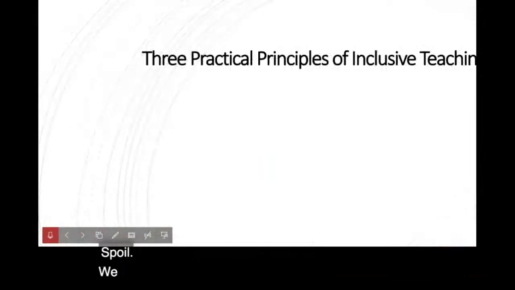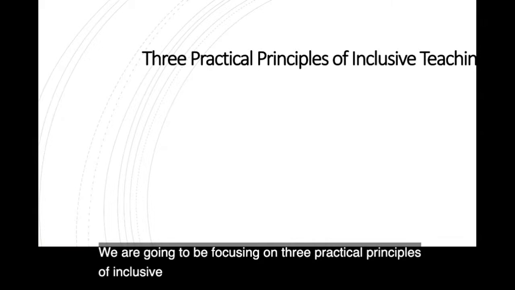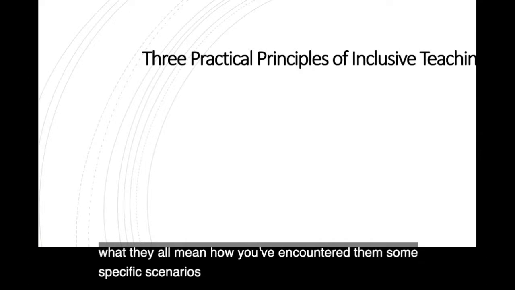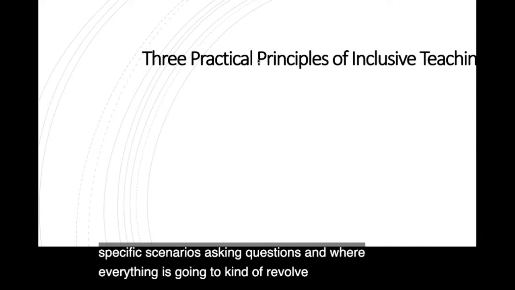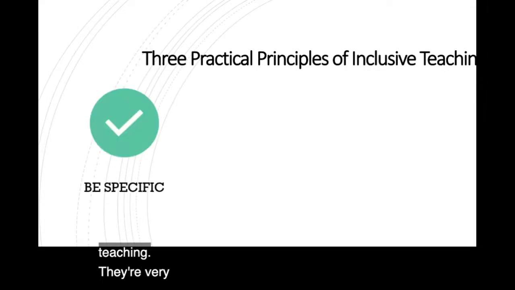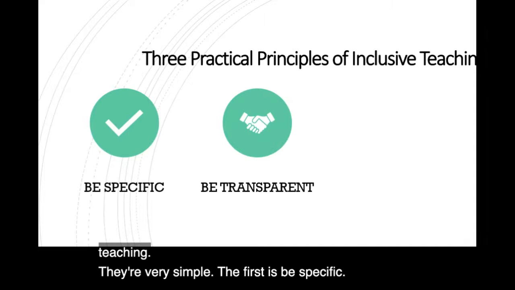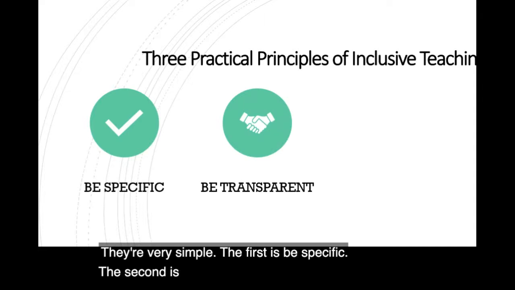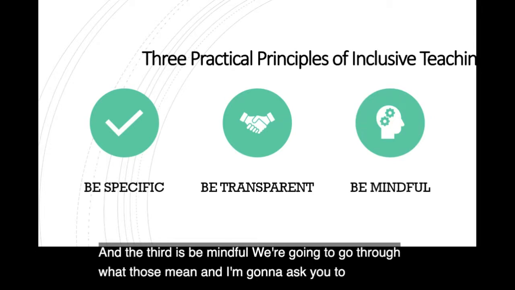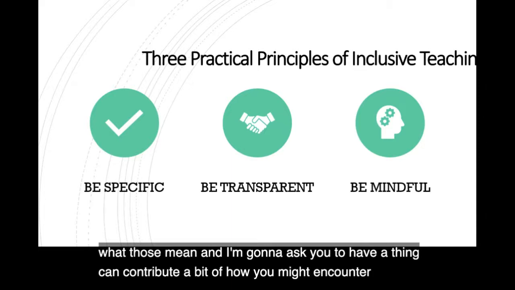So we are going to be focusing on three practical principles of inclusive teaching. We're going to be working through what they all mean, how you've encountered them, some specific scenarios, asking questions, and everything's going to revolve around these three principles of inclusive teaching. They're very simple. The first is be specific. The second is be transparent. And the third is be mindful. We're going to go through what those mean, and I'm going to ask you to have a think and contribute a bit of how you might encounter these in your teaching practice.